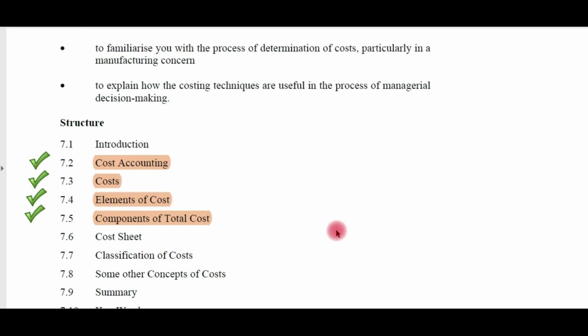In the previous videos, we have covered what is cost accounting, definition of cost, basic elements of cost, and components of total cost. In this video, we are going to see what is a cost sheet and what are the contents of cost sheet and how to classify different costs. Let us jump to the topic.